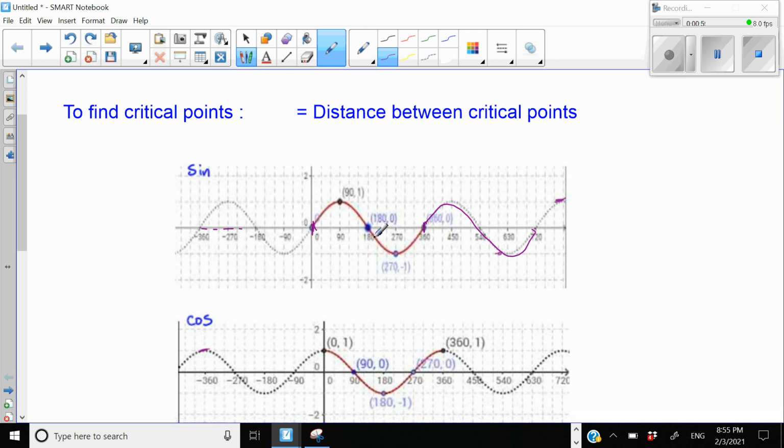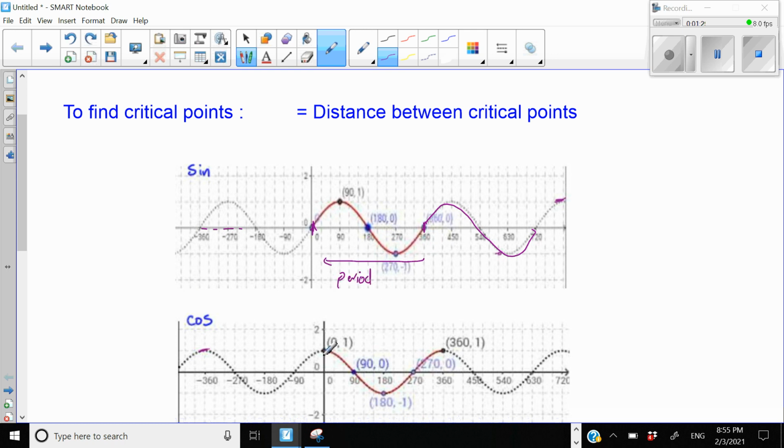Now, what is the period of this function? The period of the function is the number of the degrees or the radians that this function needs to complete one cycle. For example, this one from 0 to 360 is the number of degrees that the function needs to repeat itself. So one cycle is 360 degrees. That is called period of the function.